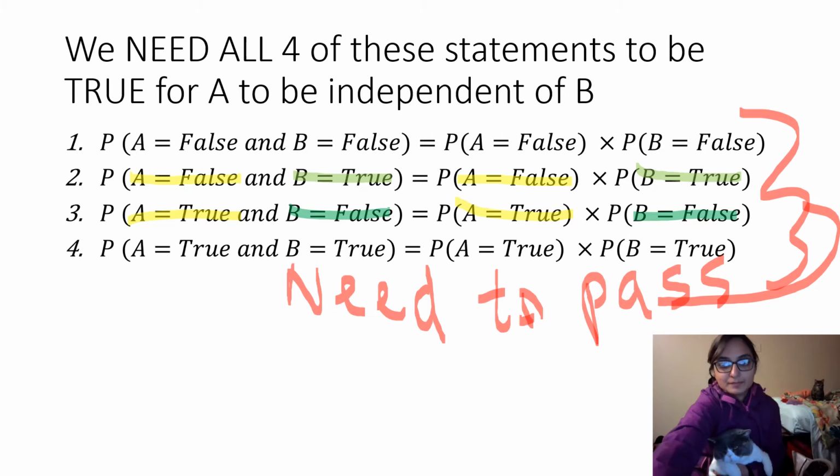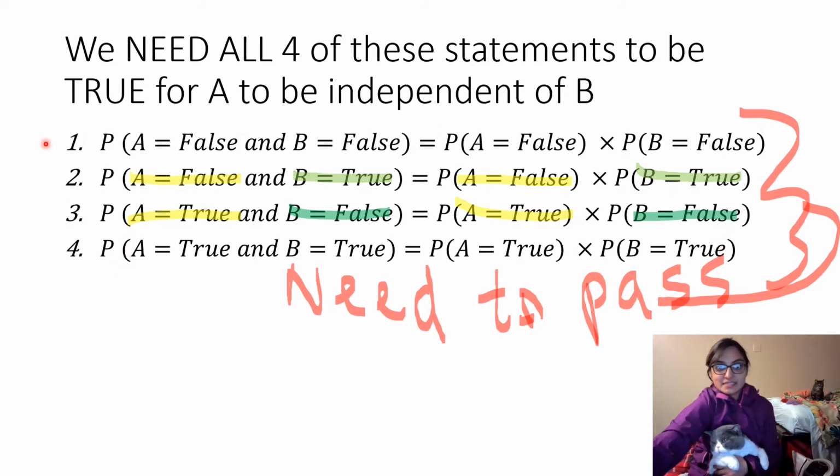All four. Otherwise, A is not independent of B, and same thing as saying that B is not independent of A. So A and B would not be independent if even one of these failed. So these are the four tests. You can do them in any order. This is just the order that I'm going to be testing them in. So the order doesn't really matter.